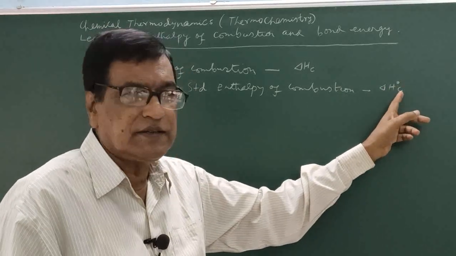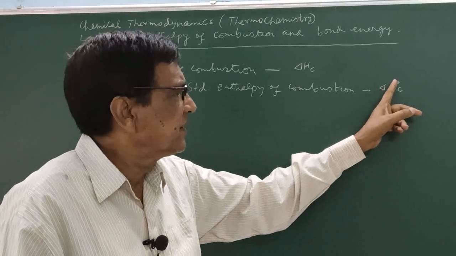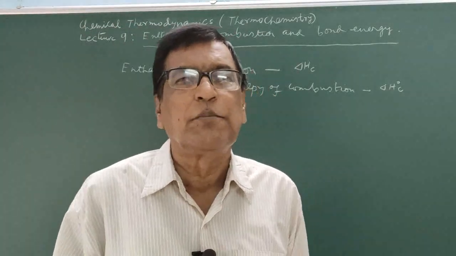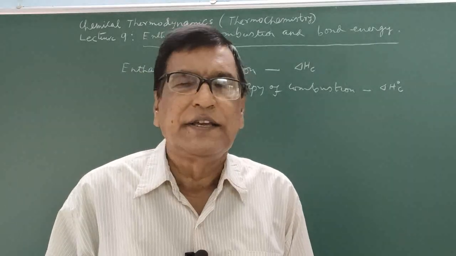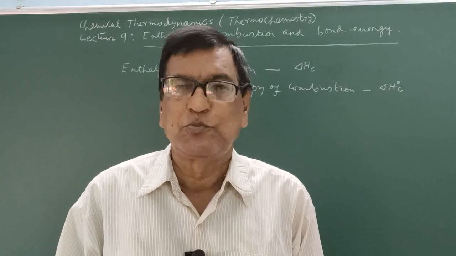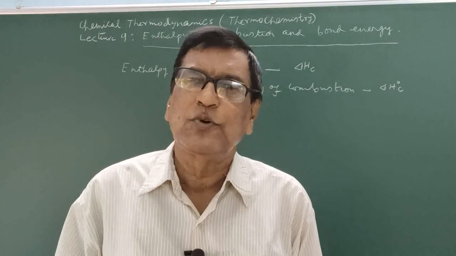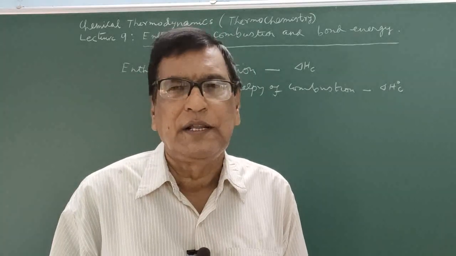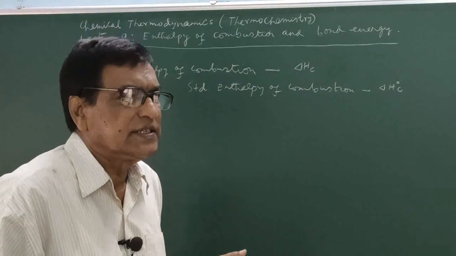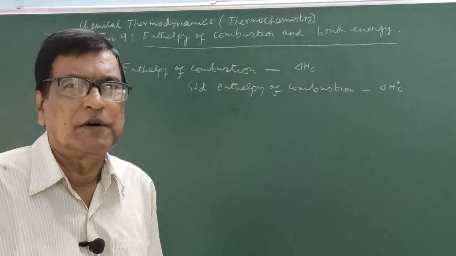Here C is the combustion, H is the enthalpy, del means difference, and naught is indicated when all the reacting components are in their unit activity, or if the gases are there, then 1 atmospheric pressure, and the temperature is preferably 298 Kelvin unless otherwise stated. So I can set some examples of this enthalpy of combustion.